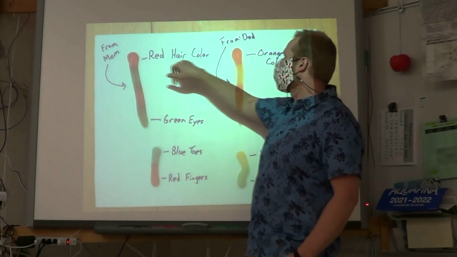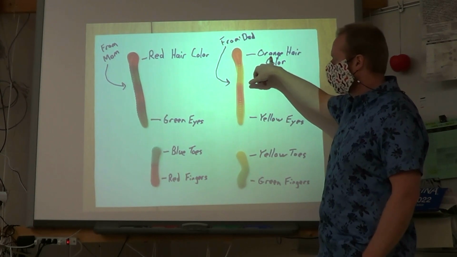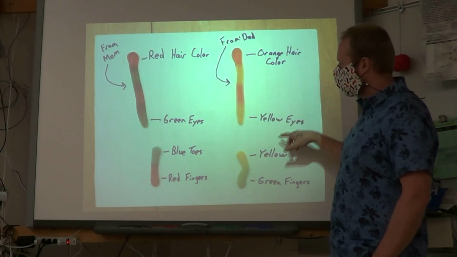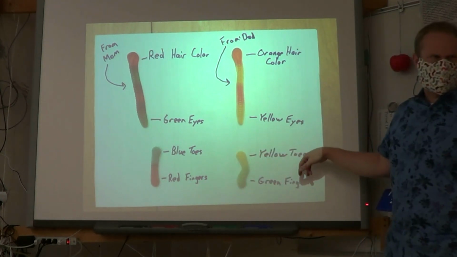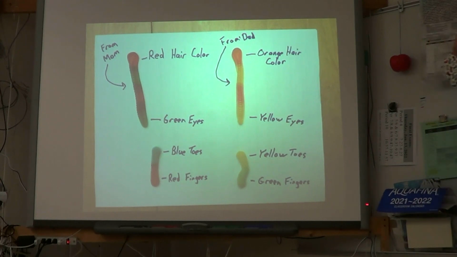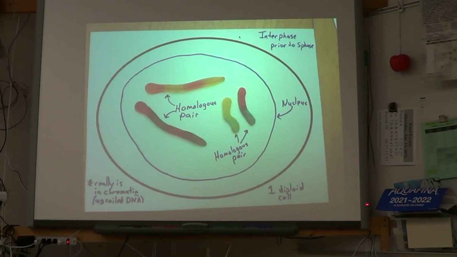Mom gave the red hair allele, where dad gave the orange hair allele. And then we had the eye color allele, or gene, with 2 different alleles. We had the toe color, obviously, toe color allele, and then the finger allele. So these are the chromosomes that we get from mom and dad. And then we went through and drew in the different phases.